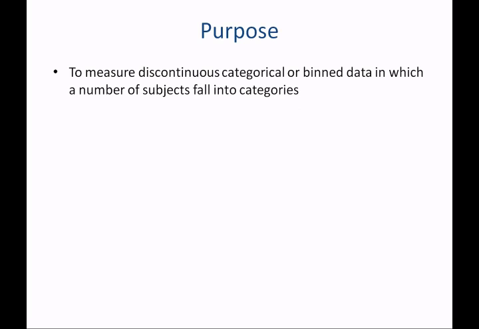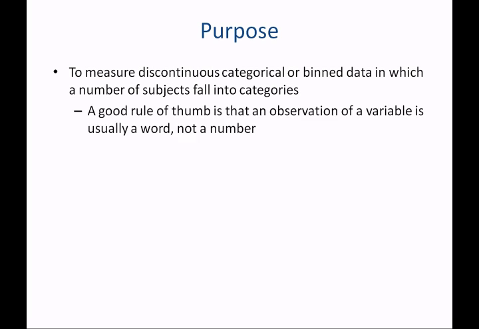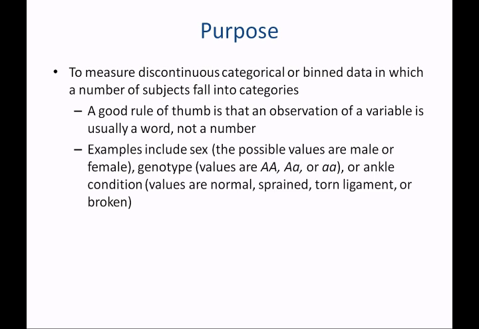So what is the chi-squared for? You may have come across it at school. Well, it's to measure discontinuous, categorical or bin data. You put things in categories, so it's not continuous data. A rule of thumb is it's when an observation is a word, not a number.